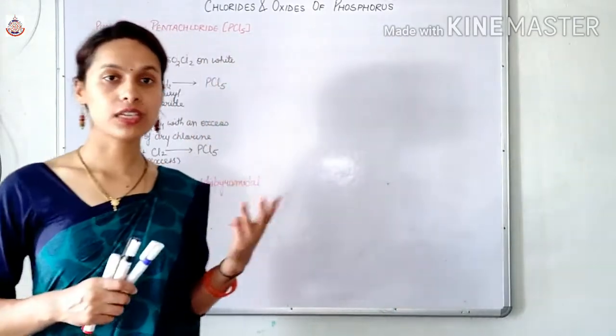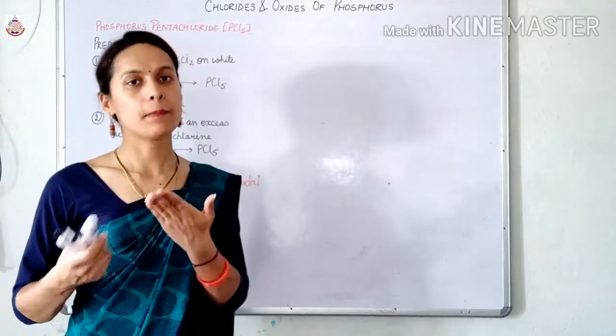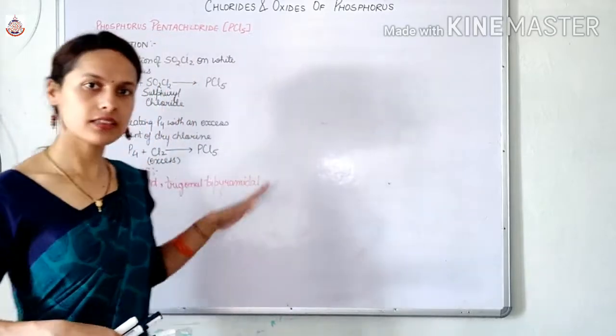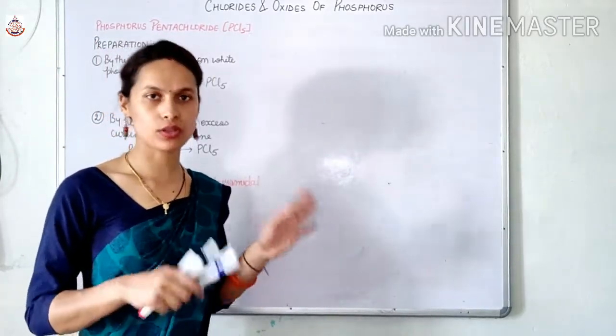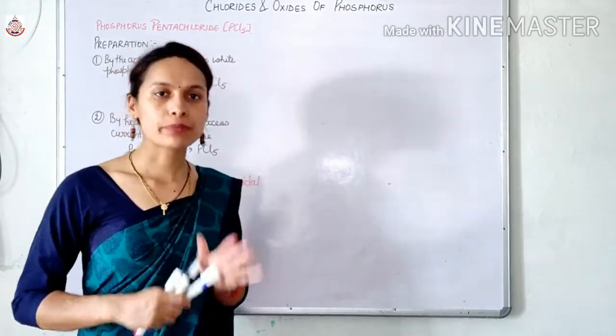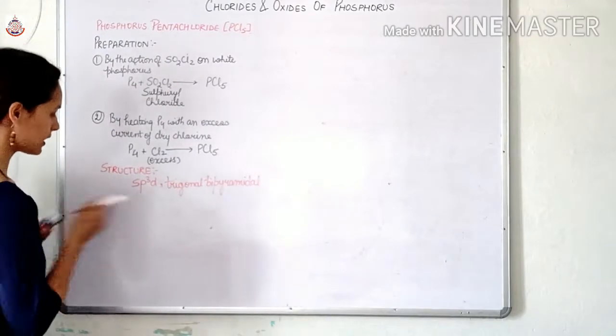But in PCl3 we have 3 bond pairs and 1 lone pair, therefore the geometry is tetrahedral but the shape is pyramidal. In PCl5, the geometry is also trigonal bipyramidal and the shape is also the same due to the absence of lone pair. Next, we'll talk about the physical properties.